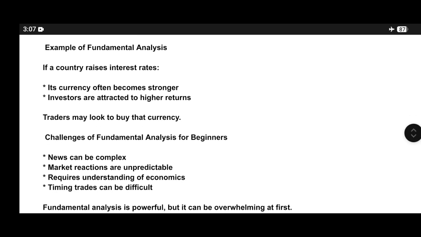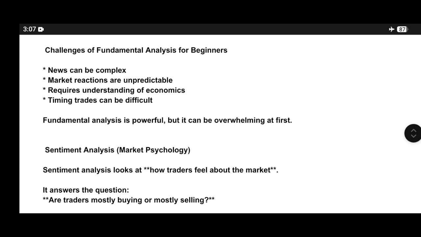But there are challenges of fundamental analysis for beginners. Number one, news can be complex. Market reactions are unpredictable, it requires an understanding of economics, and timing trades can be difficult. Fundamental analysis is powerful, but it can be overwhelming at first.